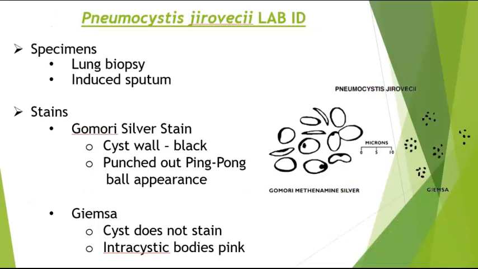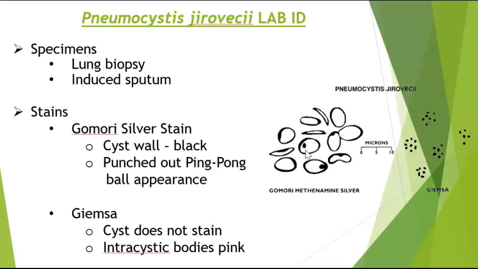For the lab ID, we usually use specimens of a lung biopsy or induced sputum. The stain that can be used is Gomori silver, and the cyst walls are going to be black, and they're going to have a punched out ping pong ball appearance, and that's what you're seeing over here. Those outside walls are black, and then they might have a little divot like a punched out ping pong ball.